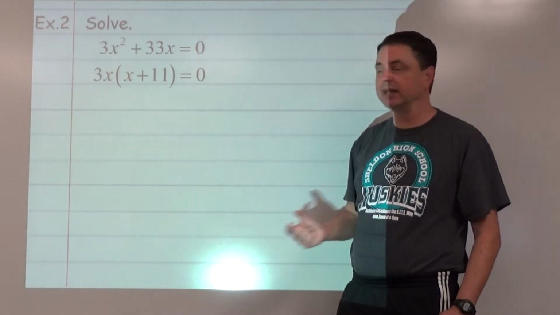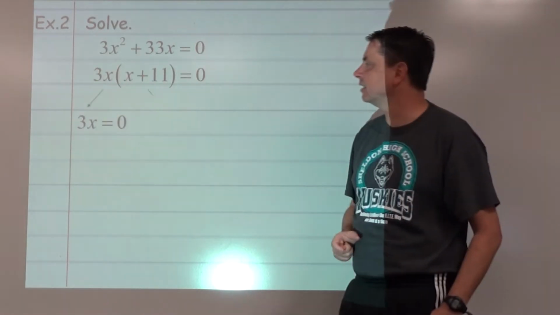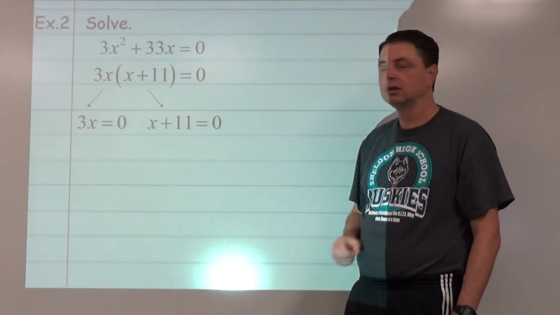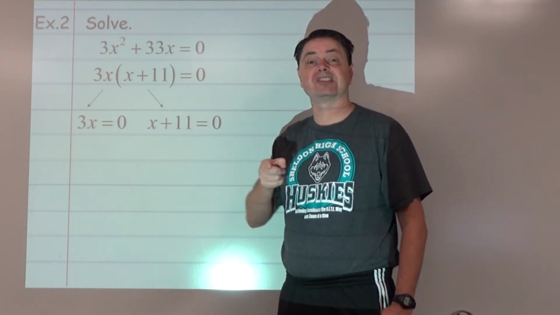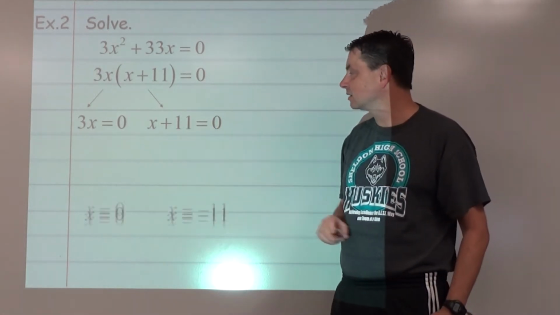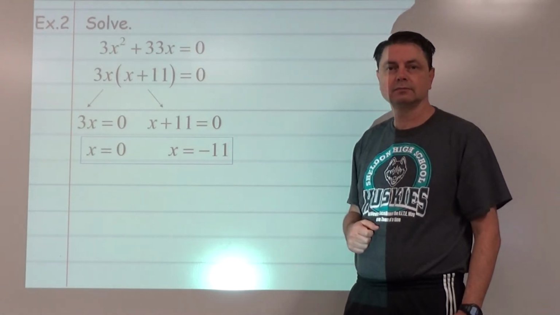Now we're ready to split. 3x equals 0. X plus 11 equals 0. Divide both sides by 3. 0 divided by 3 is still 0. Subtract 11. Those are our solutions.